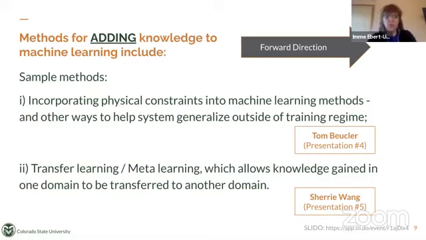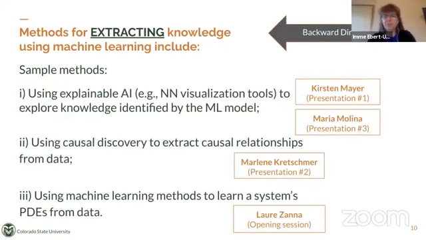Another method is to use transfer learning or meta-learning, which allows knowledge gained in one domain to be transferred to another domain. And you will see Sherry Wang touching on this topic. And in fact, you can look at the last one as being something that goes in both directions, because you're extracting knowledge and you're also adding it somewhere else. Next slide, please.